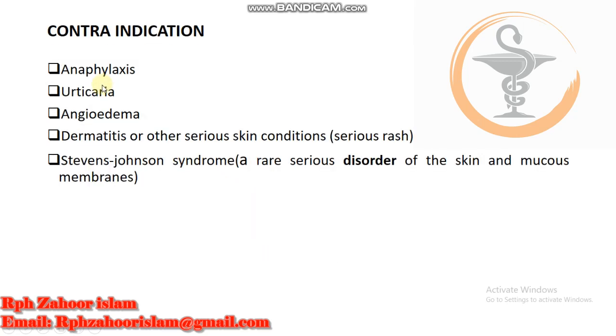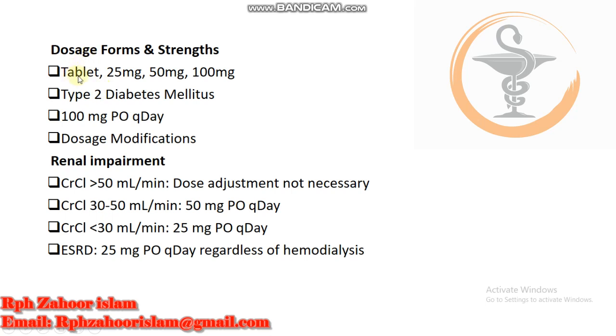Dosage form and strengths of sitagliptin. Sitagliptin is available in tablet form, 25 mg, 50 mg, 100 mg. Especially in type 2 diabetes mellitus, it is available as 100 mg per oral once a day. And dosage modification in case of renal impairment: sitagliptin can be recommended if the creatinine clearance is greater than 15 ml per minute. Dose adjustment is not necessary if the creatinine clearance is 30 to 50 ml per minute, then 50 mg per oral.